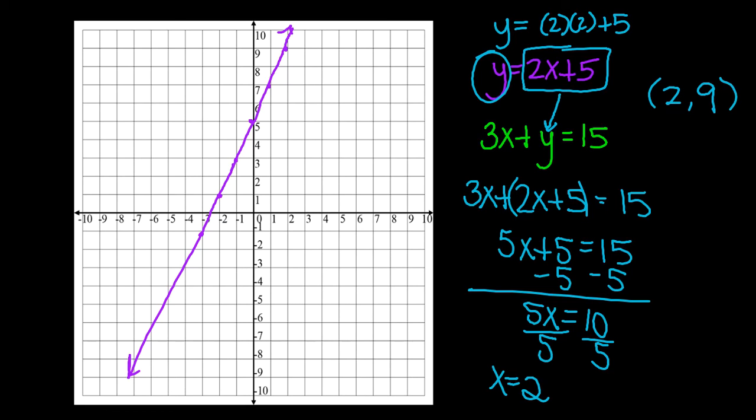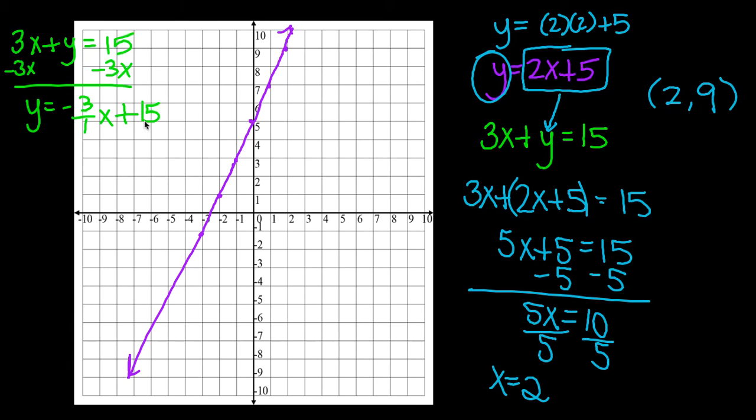And then I've got my green line, and my green line says 3x plus y equals 15. Well, 3x plus y equals 15 is not particularly easy for us to graph, but I can rewrite this in slope-intercept form. So I can take away this 3x on both sides and get y equals negative 3 over 1x plus 15. And now it's a little bit easier to graph.